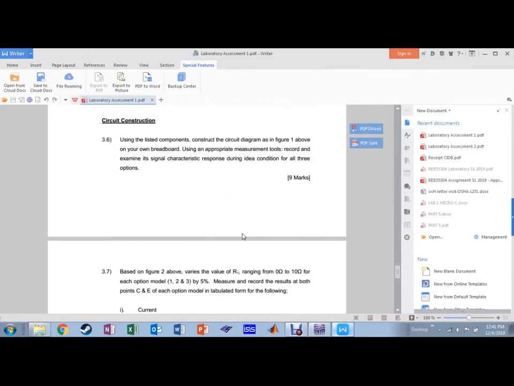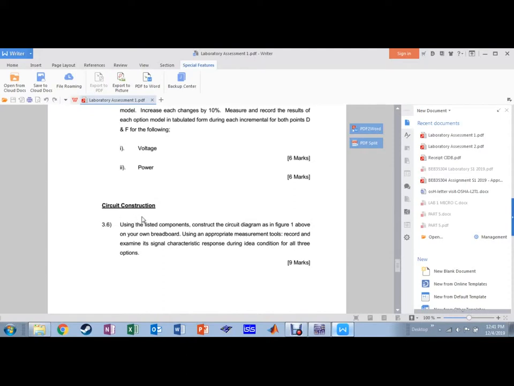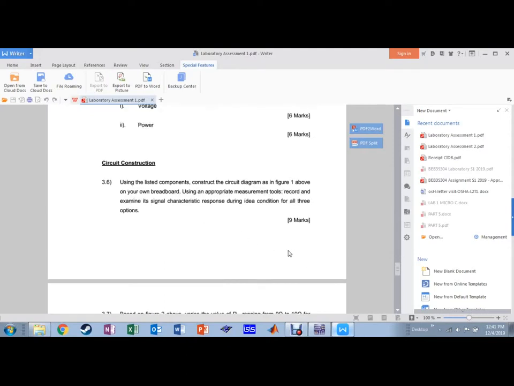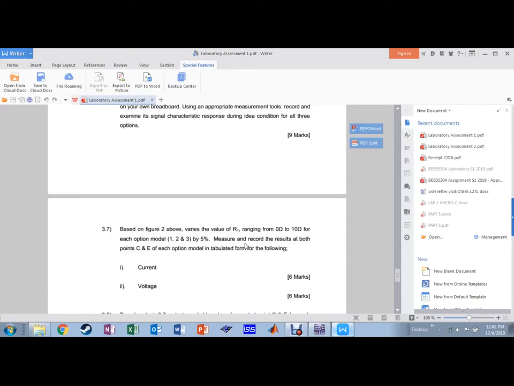Okay, next is circuit construction. Circuit construction was carried out practically in the laboratory session, which is included in our report.